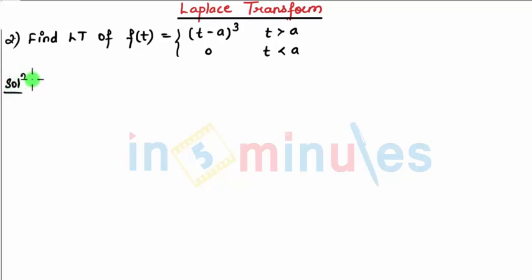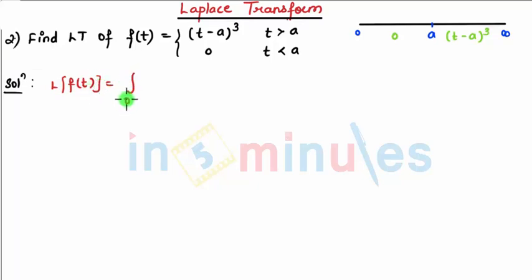First I define the range. We can understand easily that we have a range of 0 to infinity. Let us consider a. For t greater than a, my function is t minus a the whole cube, and for t less than a, the function is 0. So Laplace of f of t is nothing but the integral from 0 to infinity of e raised to minus st into f of t dt.